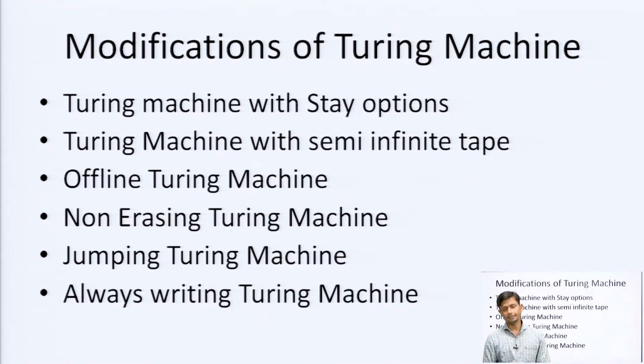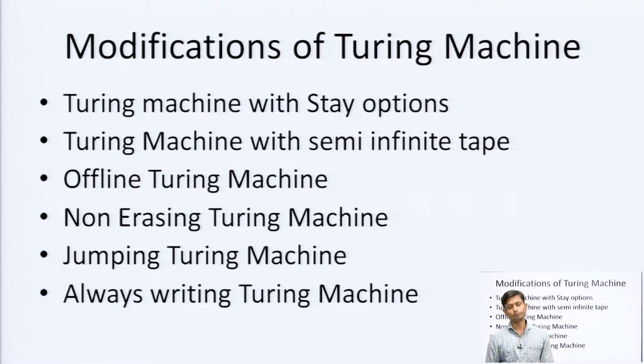And the non-erasing Turing machine. This non-erasing Turing machine means we have some input alphabet, including the blank symbol, and you cannot erase the symbols. There is an option to erase the blank symbol, but you cannot erase the input alphabet.